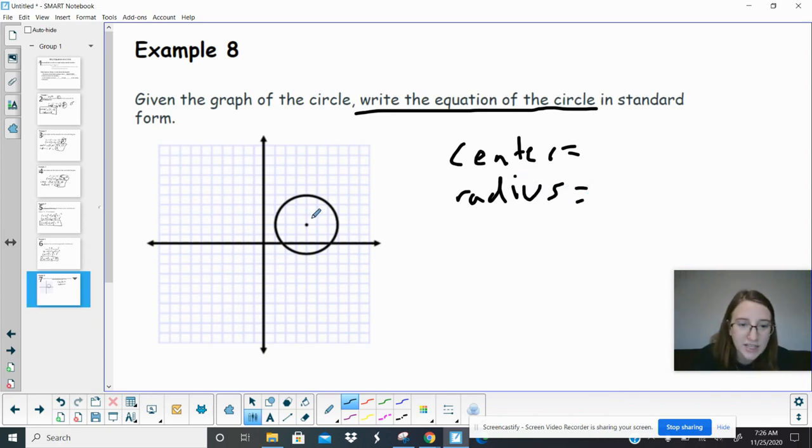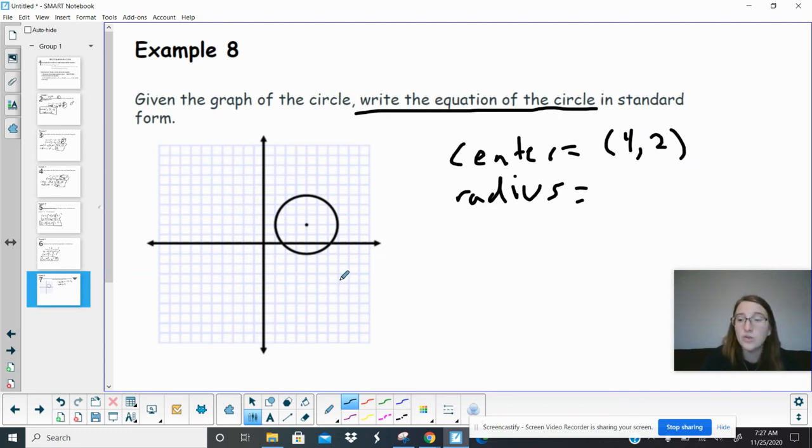So our center, they give it to us as that dot right here, yeah? What is this center? Go ahead and count it. Take a moment. That should be 1, 2, 3, 4, up 2. There is our center, 4, 2.